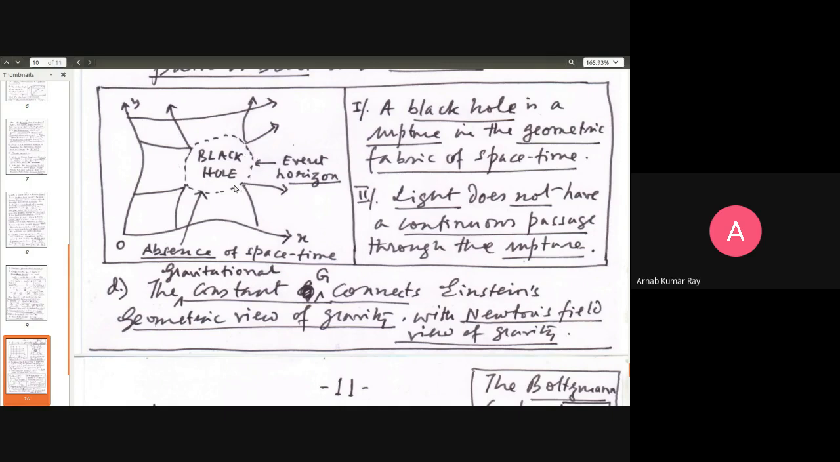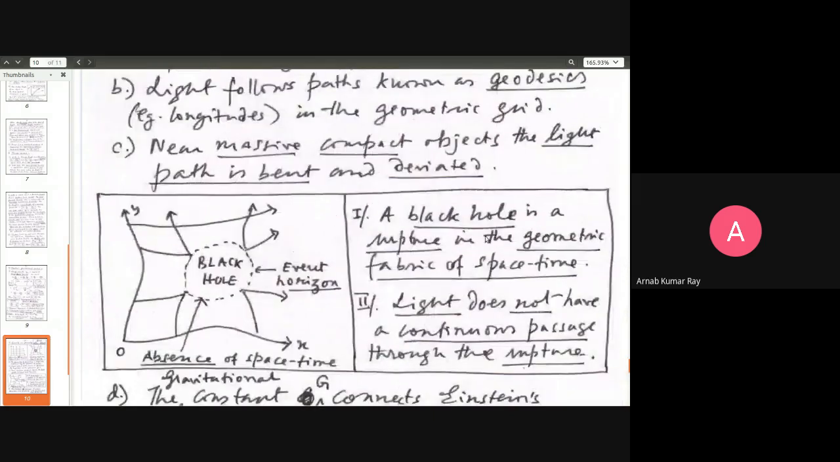You will not be able to see what is there beyond this dotted circle. Therefore, you call it the horizon. What is a horizon? A horizon is something far out in the distance beyond which you will not be able to know what is going on, I mean, on the other side of the horizon. So that's the whole idea of having a hole in this thing. A black hole is a rupture in the geometric fabric of space-time. Light does not have a continuous passage through this rupture.